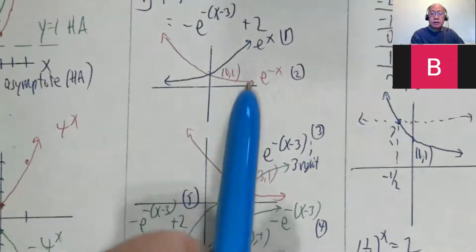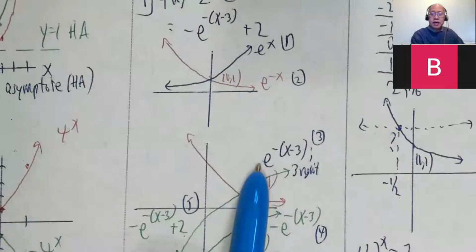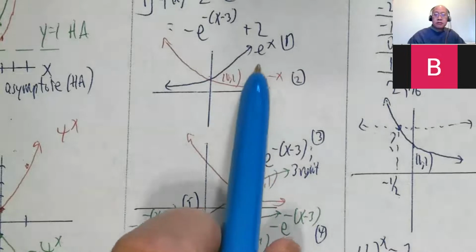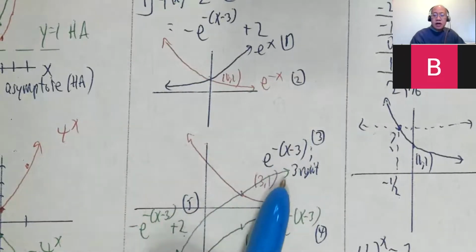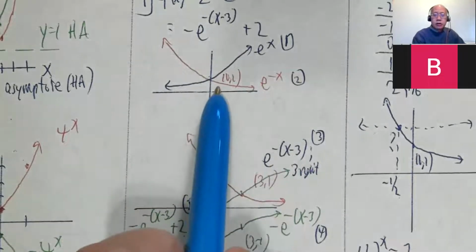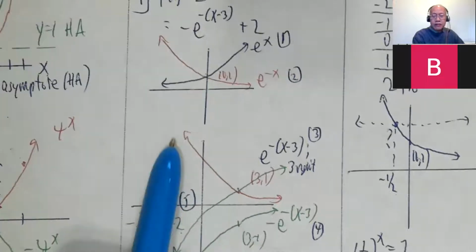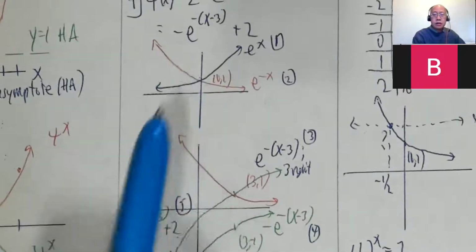Now, then I keep going, so to speak. E to the negative parentheses x minus 3. So from here to here, I move 3 to the right. So 0, 1 moves to 3, 1. That's the graph that I have now. Okay, so one more time.